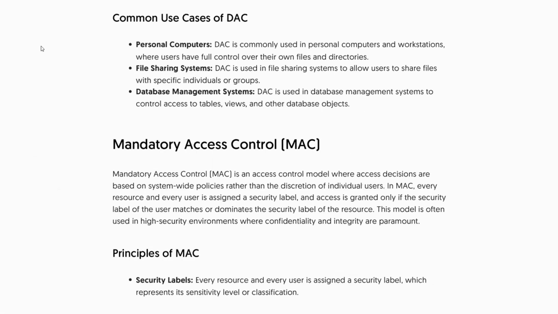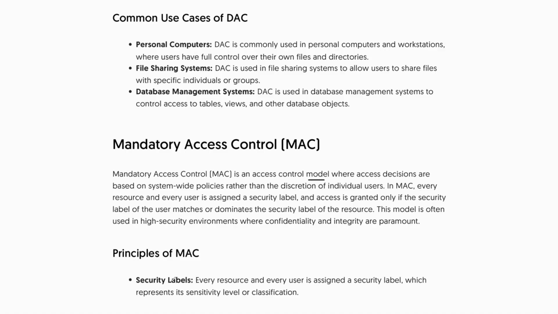Some of the common use cases are personal computers and file sharing, which we just discussed. Now we'll quickly move into the MAC world. Mandatory access control is an access control model where access decisions are based on system-wide policies rather than discretion. In MAC, every resource and every user is assigned a security label, and access is granted only if the security label of the user matches or dominates the security label of the resource. This model is often used in high security environments where confidentiality and integrity are paramount.